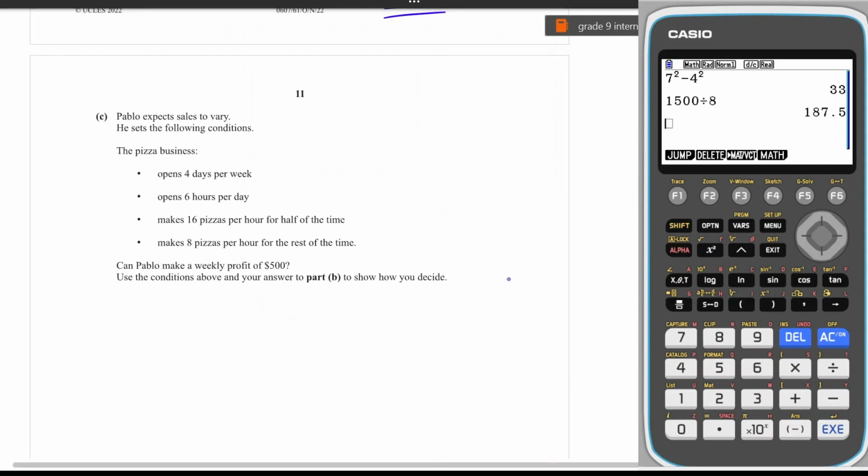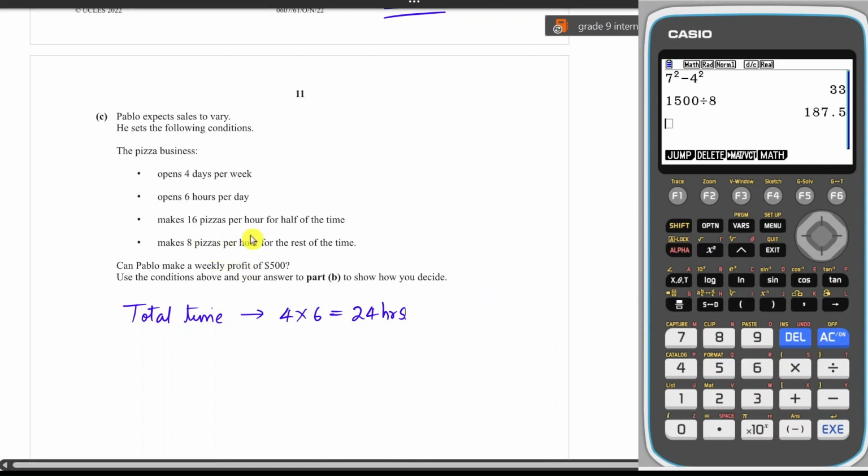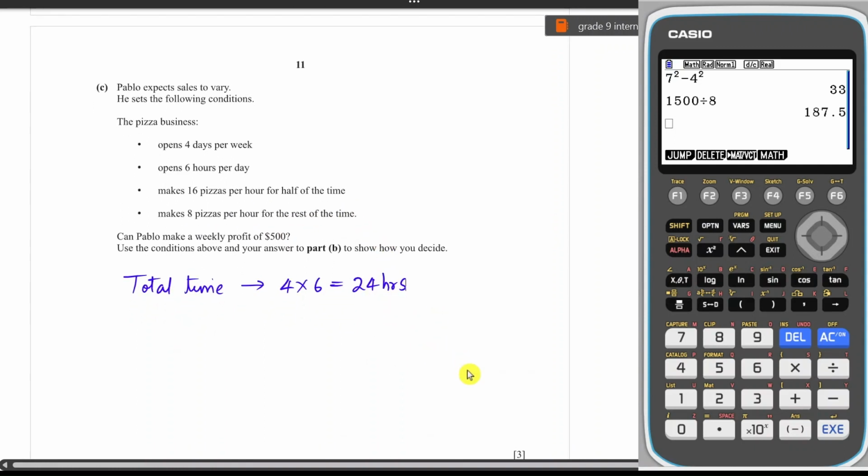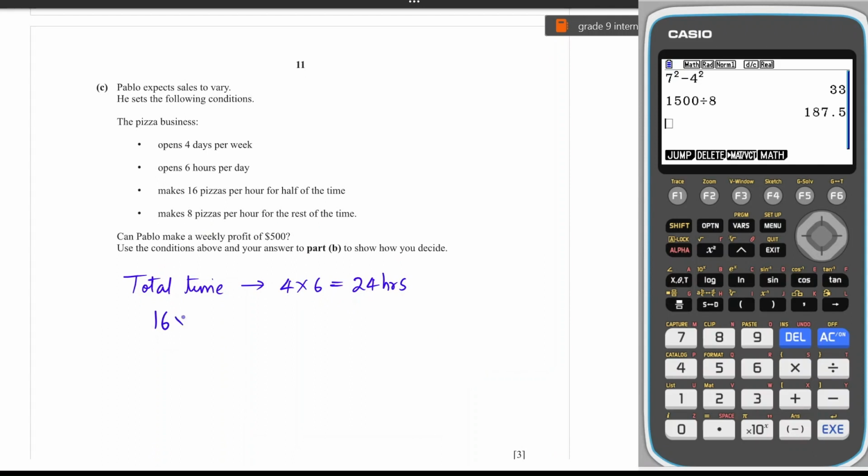So let's see how much time he is spending. The total time for which he works is 4 days a week, 6 hours per day. So 4 into 6, that is 24 hours. And he makes 16 pizzas per hour for half of the time, and 8 pizzas per hour for the rest of the time. So I can just divide this 24 hours into 12 hours. So this is 16 into 12, and you have 8 into 12.